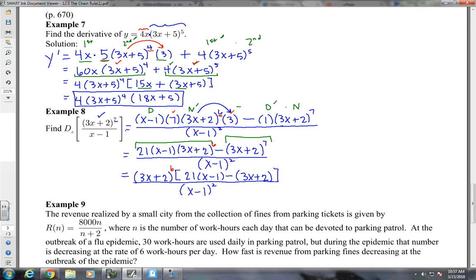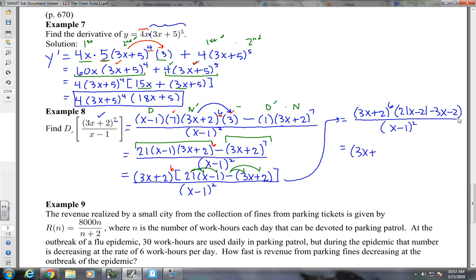The last thing we need to do is simplify what's in brackets here. So we'll distribute our 21, we'll distribute our negative, and then after that we'll combine like terms. So we have 3x plus 2 to the 6th power times, let's change the brackets to parentheses, 21x minus 21 minus 3x minus 2. We can simplify that second parenthetical element. 21x minus 3x gives us 18x. Negative 21 minus 2 gives us minus 23, all divided by x minus 1 squared.